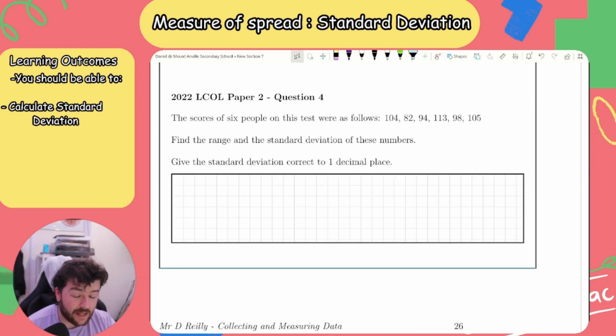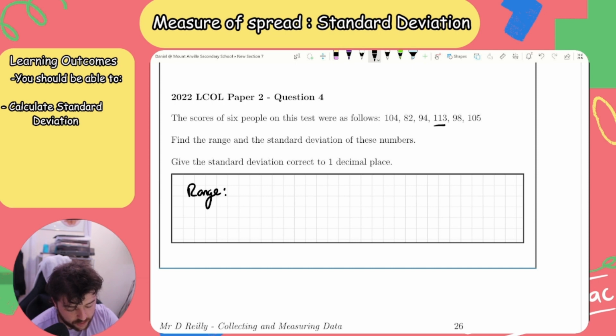This one came up in the 2022 Leaving Cert Ordinary Level paper. Question 4. The scores of 6 people on a test were as follows: 104, 82, 94, 113, 98, 105. Find the range and standard deviation of these numbers. Give the standard deviation correct to one decimal place. So, range is equal to biggest minus smallest. So 113 minus 82 is 31. My range is 31. Next, we're asked to find the standard deviation.